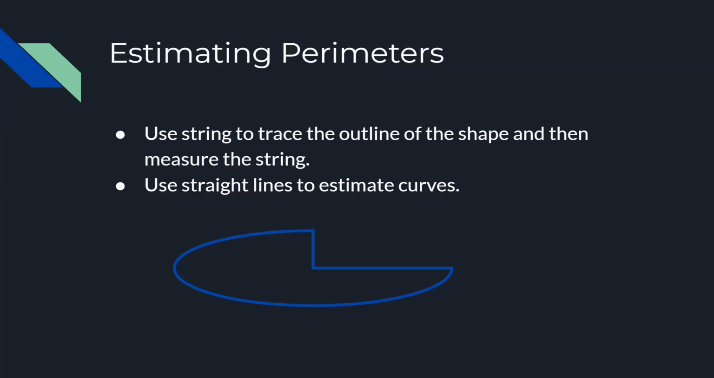For irregular shapes with curved edges, you cannot determine the perimeter as you did before. Instead, you can estimate the perimeter by tracing the outline with a piece of string. When you encounter a section that is curved, you break the curve up into smaller sections and approximate each section to a straight line. So in this example here, we'll break this up into 1, 2, 3 sections.